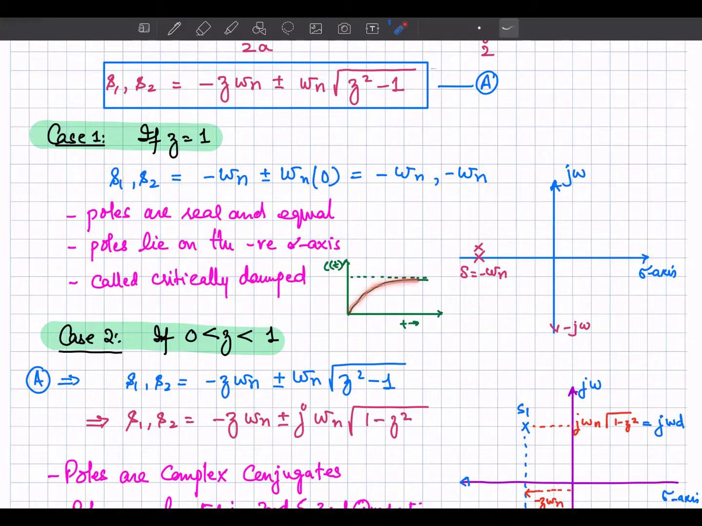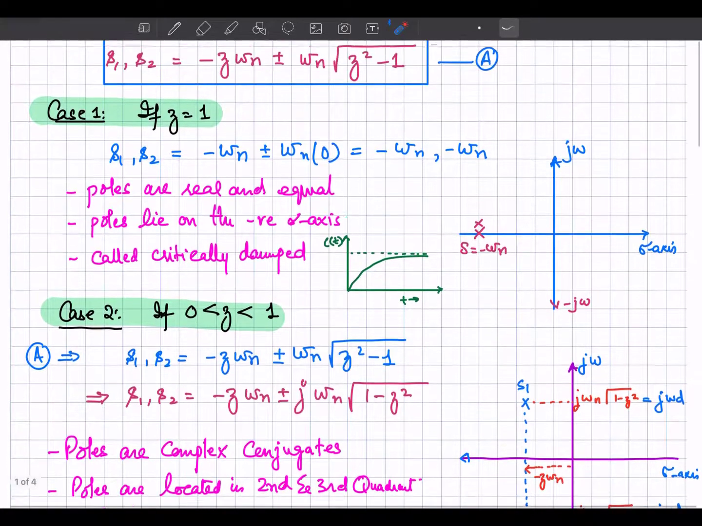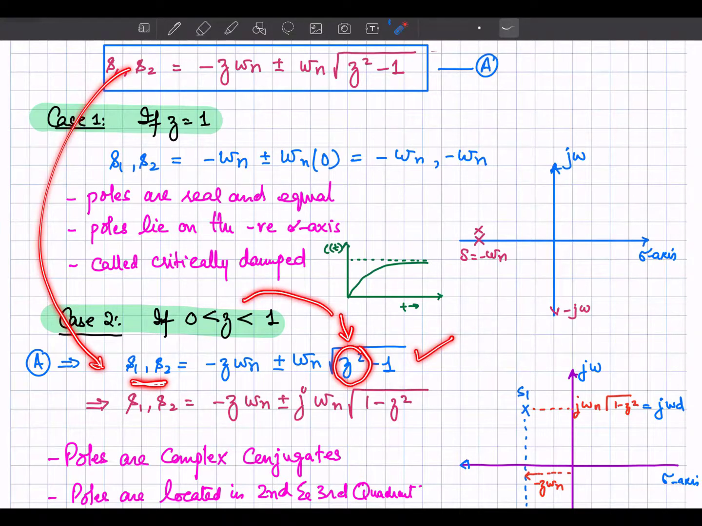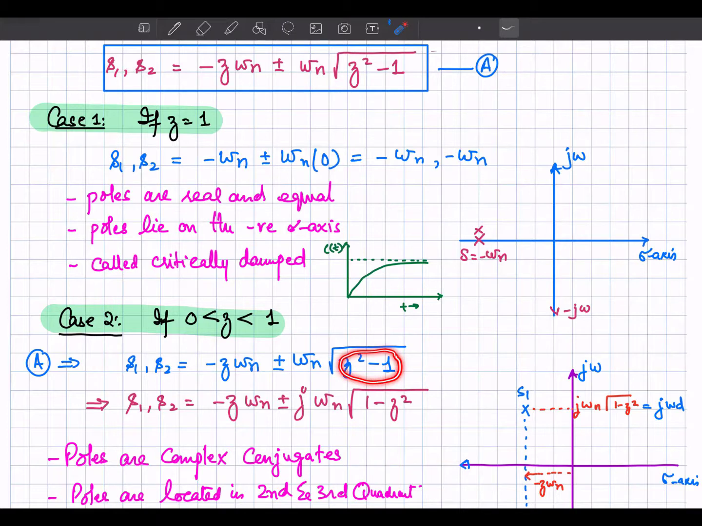So when zeta is equal to 1, the poles are placed over here and we have this response. Now let's consider the second case when zeta is between 0 and 1. For that, taking this equation A, which represents the poles of the second order system, we are going to replace zeta with a value between 0 and 1. So definitely it will be less than 1, so it will be a complex number.